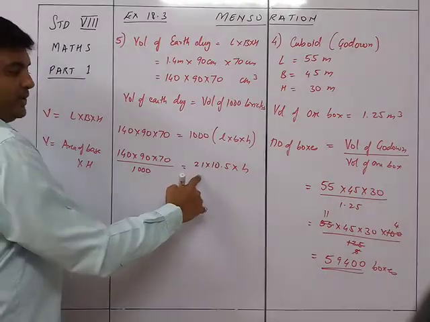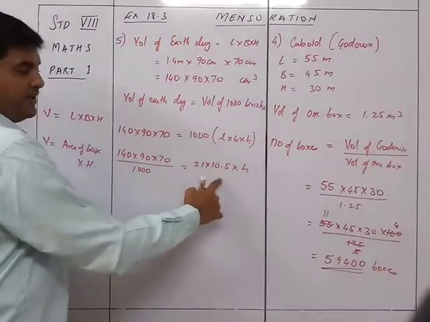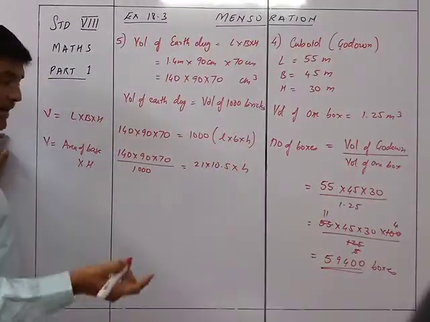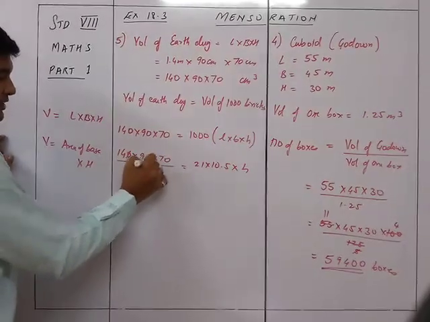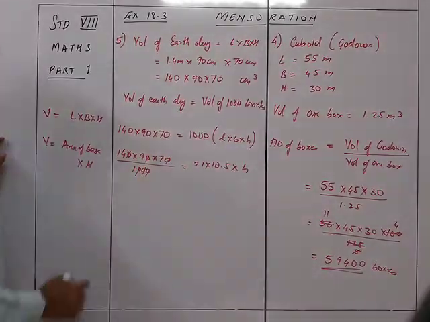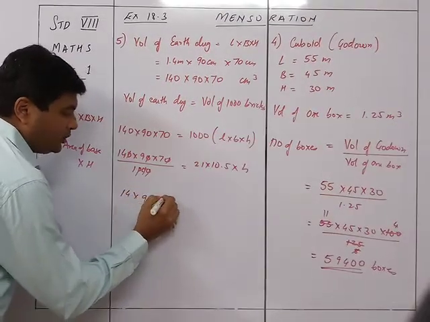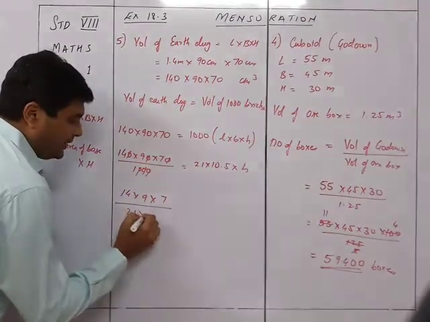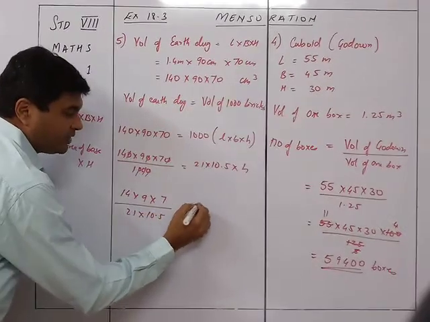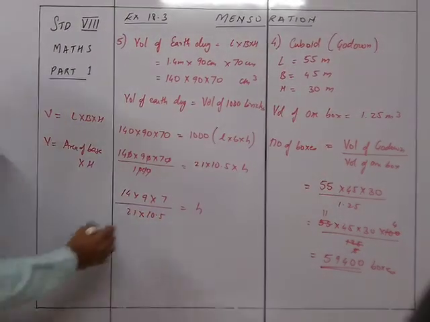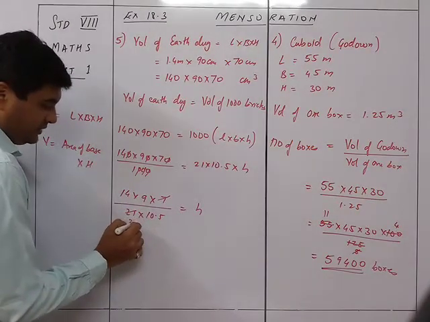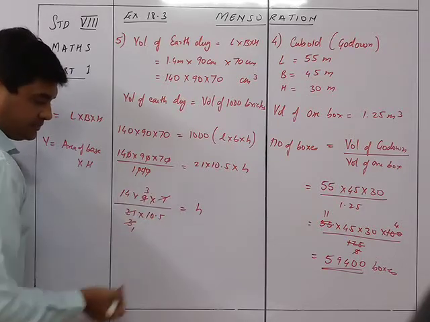I know L is 21 centimeters, breadth is 10.5 centimeters, and height we need to find out. So ये तो सब cancel हो जाएगा. तीनों zero cancel हो गए. So now it is 14 into 9 into 7 upon 21 into 10.5 is equal to H. So this 7 ones and 7 threes are, 3 ones are, 3 threes are.